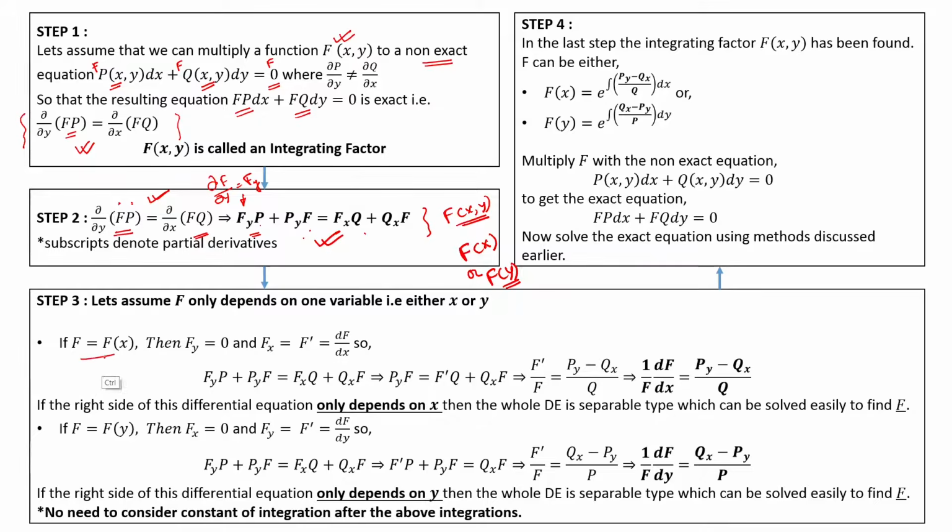If f is only a function of x, that is if f equal to f of x, then obviously its partial derivative with respect to y will be 0 and f_x equal to f dash, because if f is only a function of x, then del f by del x equal to df by dx, that is, for a function of one variable the partial derivative and the ordinary derivative are equal. So, f_x can be written as f dash, where f dash is the ordinary derivative of f with respect to x, that is df by dx.